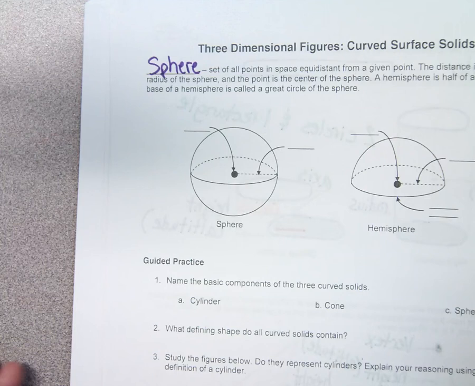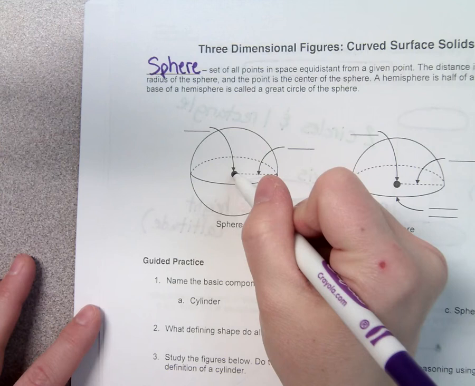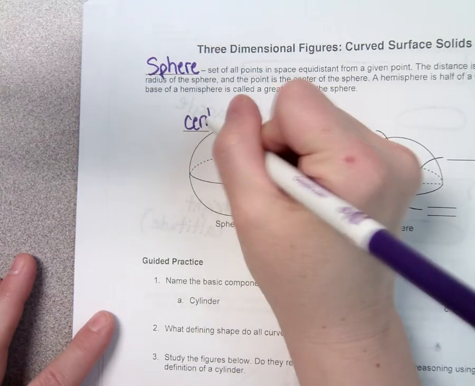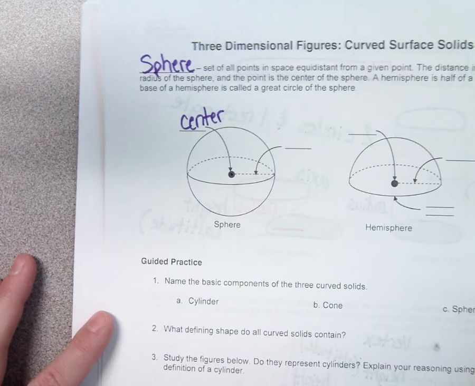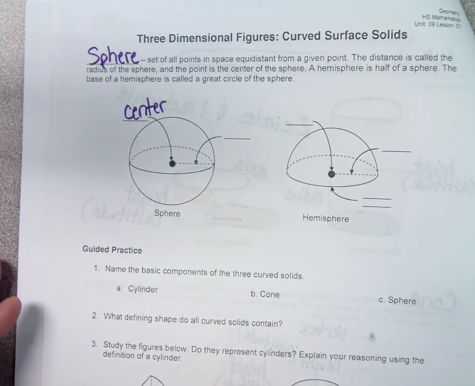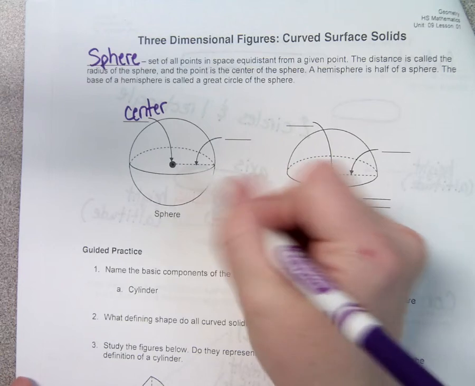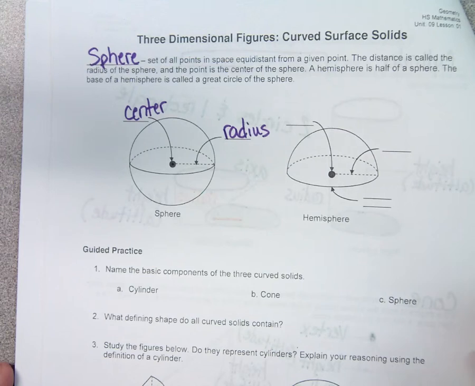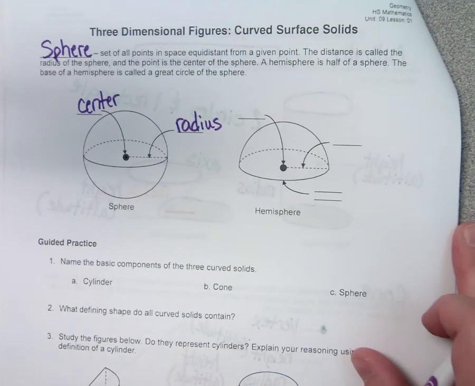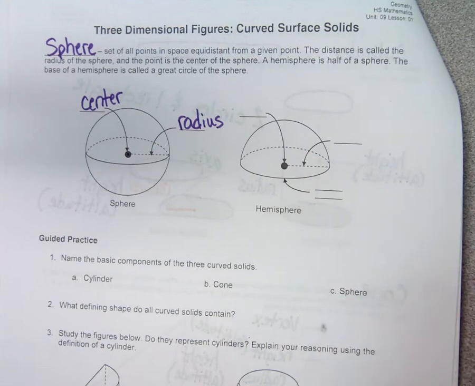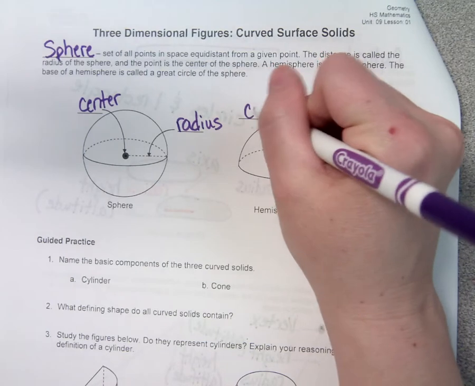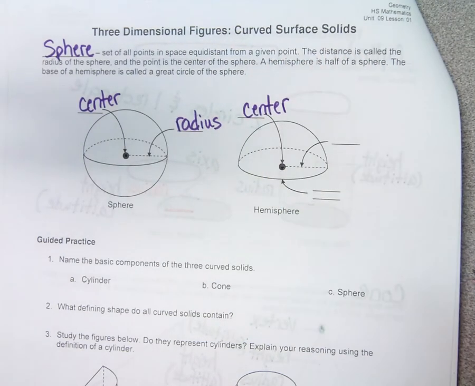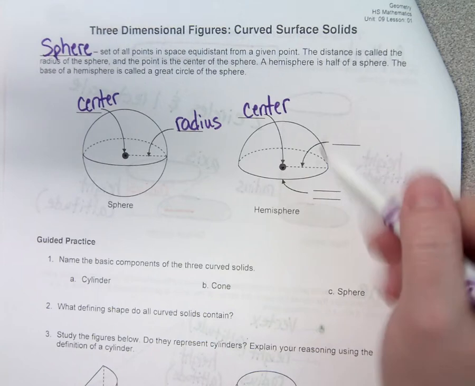So our sphere is a set of all points in space that are equidistant from a given point. And this guy right here is called the center of the sphere. And this over here would be called the radius of the sphere. And then this one we saw in our little video that we watched the other day. This is half of a sphere, so it's called a hemisphere. So once again, this is still the center. And this guy right here is the radius.